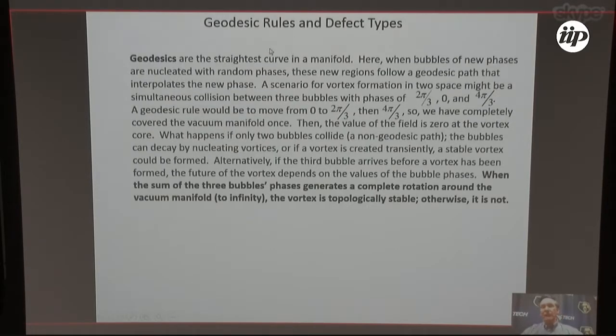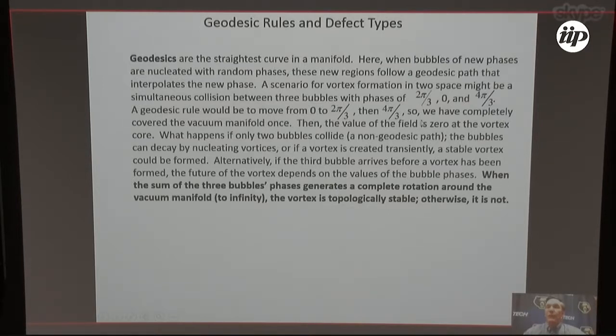When we have chunks of coherence, the geodesics are the straightest curve in a manifold. And when we have bubbles of phases nucleated with random phases, it's going to follow a geodesic path, which is the straightest curve, if you will. That doesn't sound quite correct, but it seems to work out. A scenario for vortex formation can be three bubbles. We could have a phase, 2π/3, 0, 4π/3. But a geodesic would straighten this out and say you move from 0 to 2π/3 and then 4π/3. So we covered the manifold once, and we have a value of field.